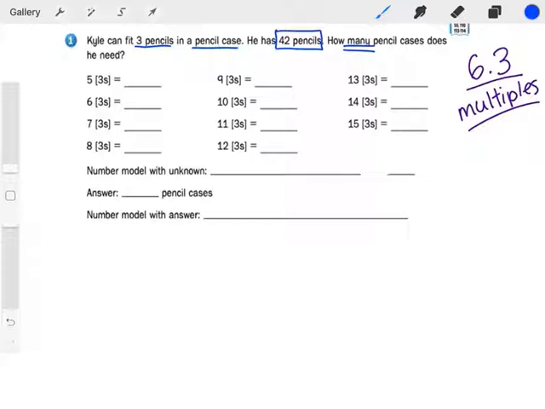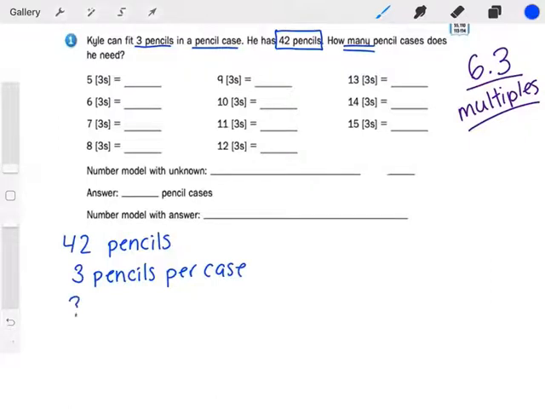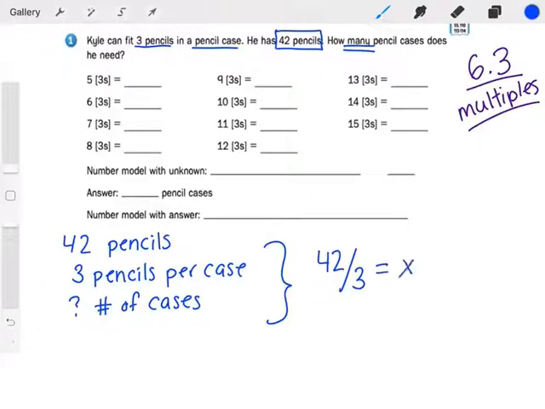So we know that there's 42 pencils all together, and he needs 3 pencils per case. And what we need to find out is the number of cases that he needs. So in order to do that, we're going to first figure out all multiples of 3 to help us get as close as we can to being able to divide. So you would take 42 pencils and divide it by 3 to give you how many cases, X.